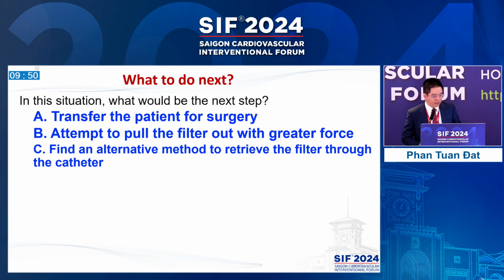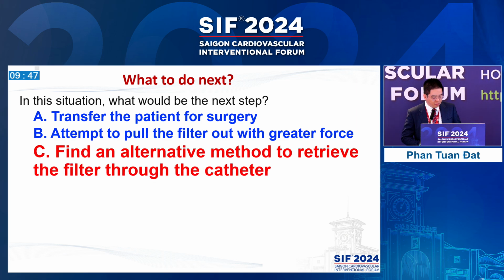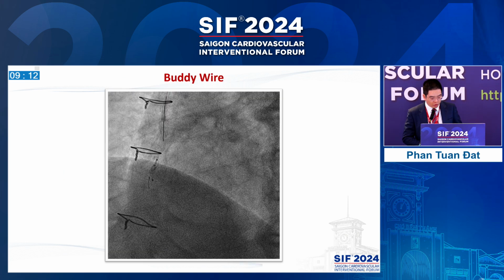Yes, I think we all agree that we should choose answer C, because if you send the patient to surgery, it's very invasive, and all Vietnamese patients prefer less traumatic options. And answer B, I think, is absolutely contraindicated, because the filter is stuck in the mid RCA stent. If you use greater force, you can make the stent deformation worse, make the filter retrieval more challenging, and lead to serious complications in that case.